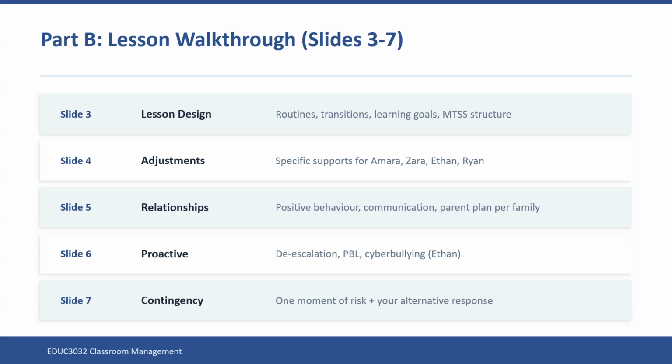Positive behaviour for learning expectations, early intervention, and proactive inclusive approaches is the focus for slide 6, and your cyberbullying response for Ethan. Slide 7 is the contingency reflection, where you identify one moment in your plan where a strategy may not work, and you provide a contingency or an alternative to that strategy. So that's about forward planning and thinking ahead.